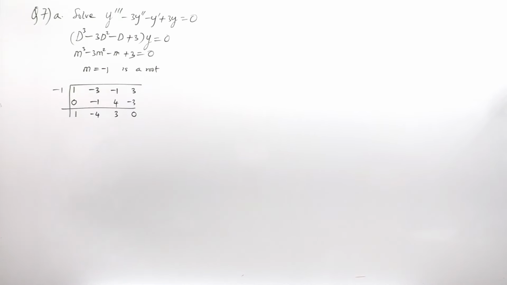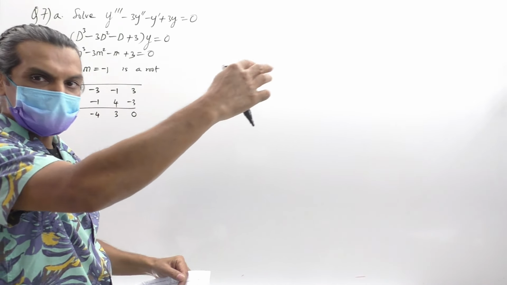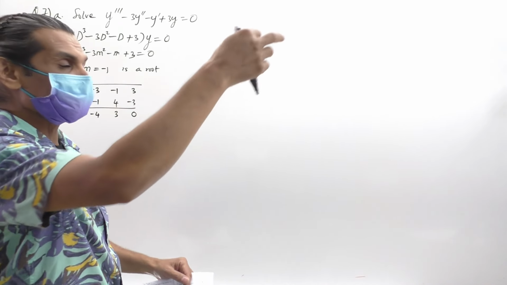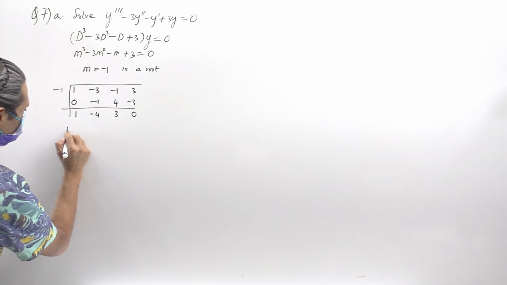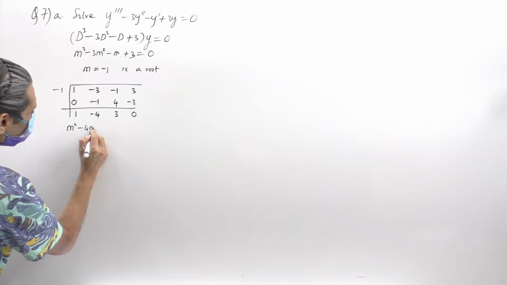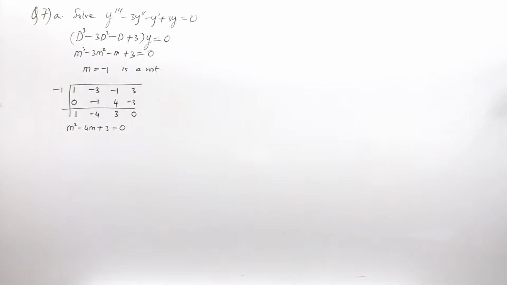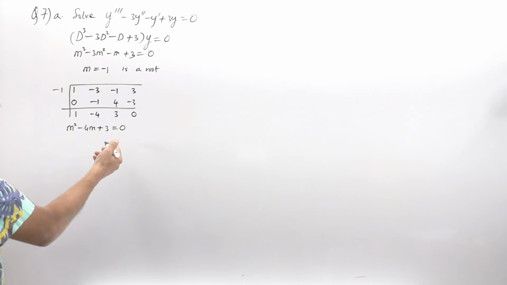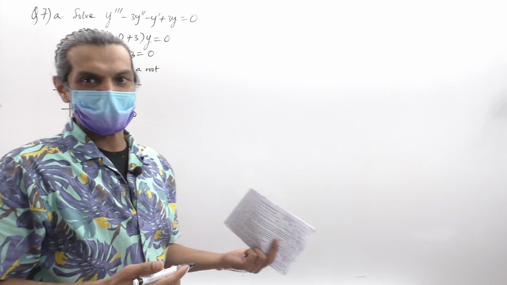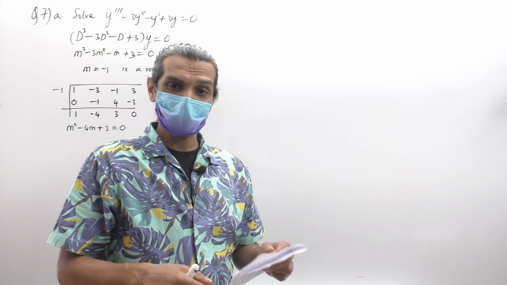So m cube divided by the root m plus 1, what remains? m cube means m square remains. So what remains here is m square minus 4m plus 3 equals 0. Now, because the question is a very simple one for 6 marks, that means you have to show some steps.